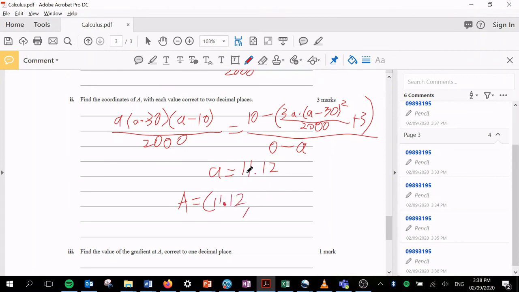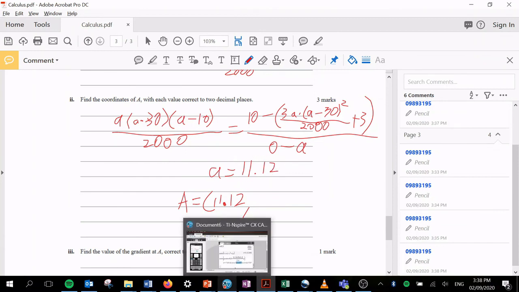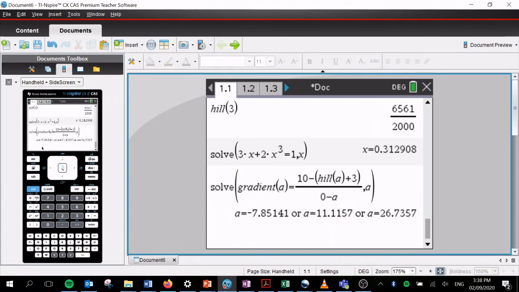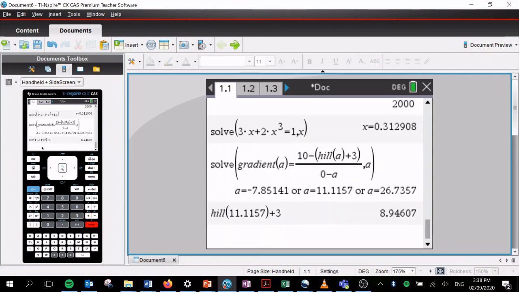But we still need a y value for this. We still need a y coordinate. So we're going to go back to our calculator, and we're just looking for hill of 11.1157. So that's the value of the hill at the point A. To get to the cable, we need to add 3 on top. This gives us a value for the cable of 8.946, which when we round that will give us 8.95.